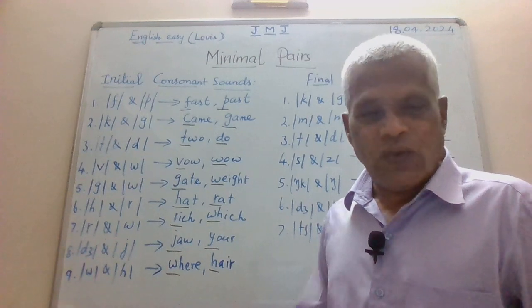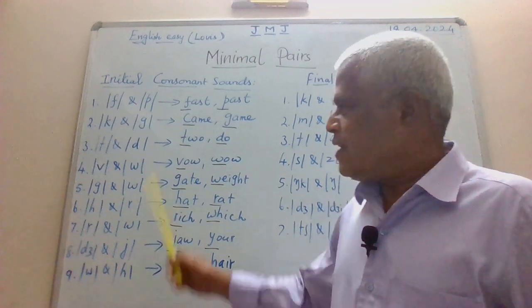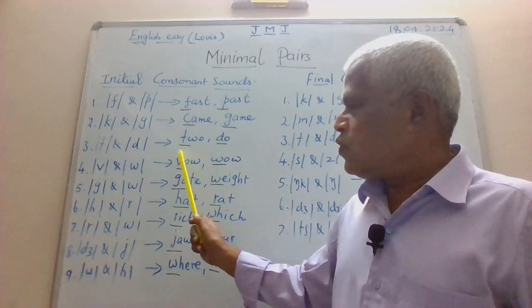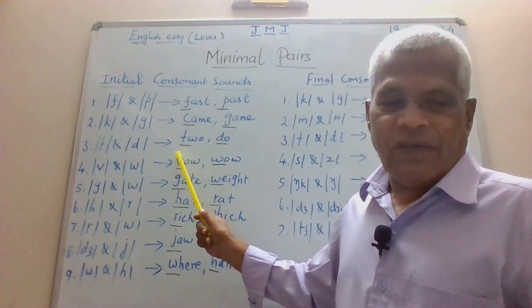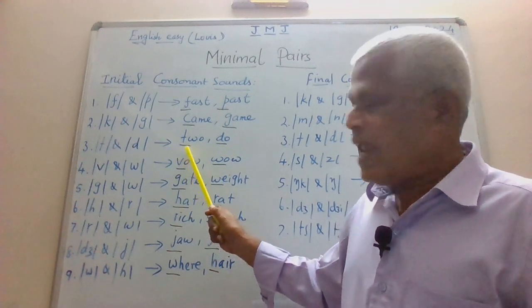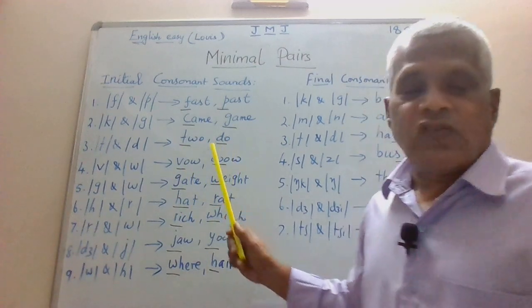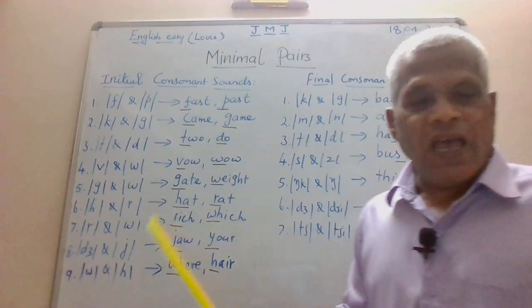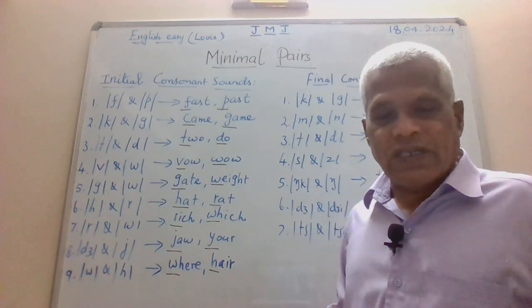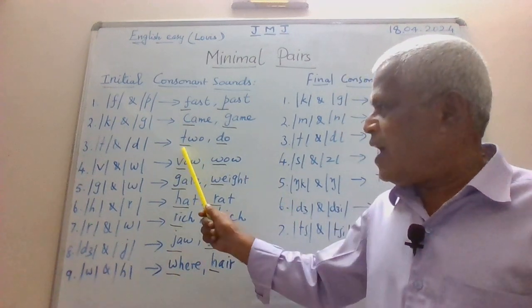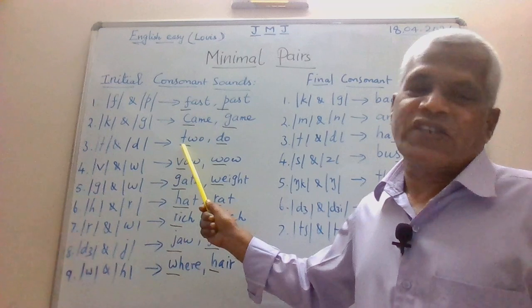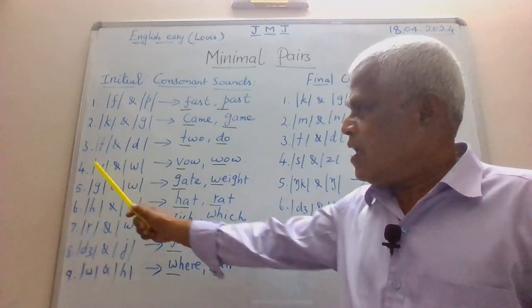Understand? See how interesting they are. See, to and do. I have underlined the sounds in black marker here, so you can easily understand by pronouncing. By looking at these words, it is easy for us to pronounce the words and stress more where the underlining is done. Okay, go to the next one.